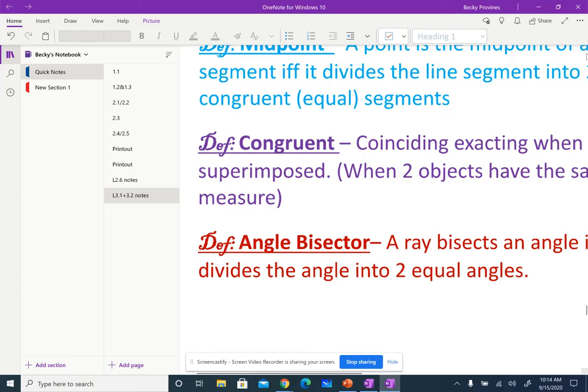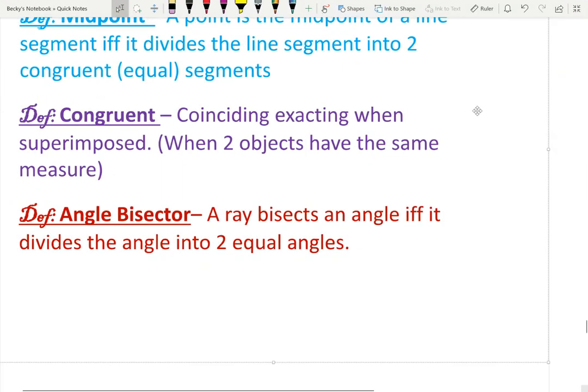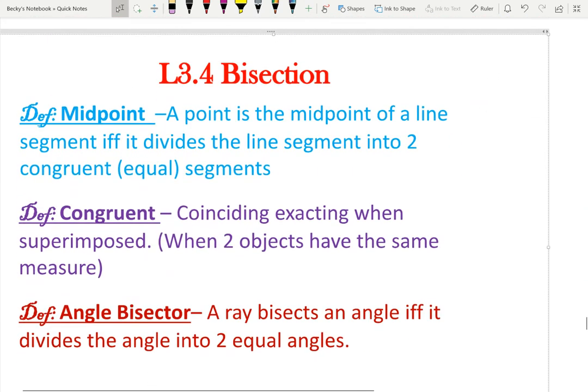Hi, everyone. Today we're going to go over lesson 3.4 over bisection. All right, so we're going to start with definitions. So if you have your theorem partial sheet at the back, there's a place for definitions. You might want to go ahead and put those back there.